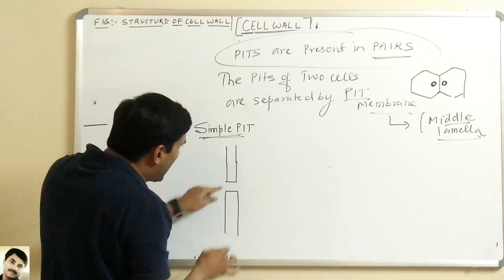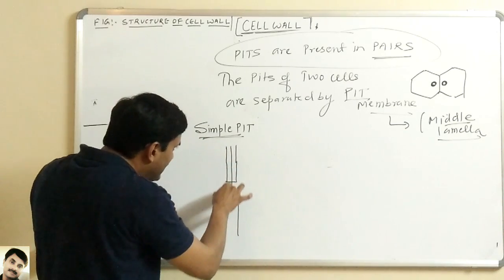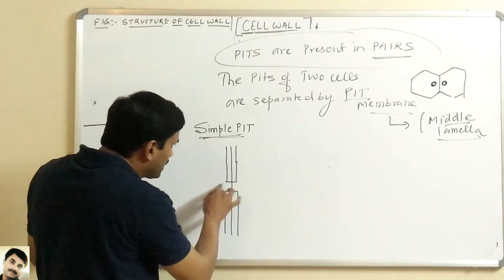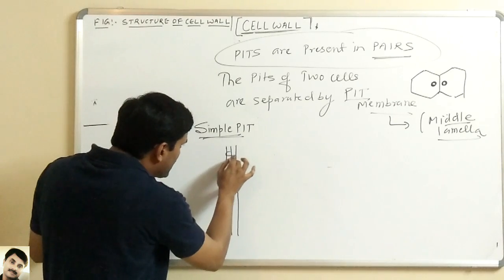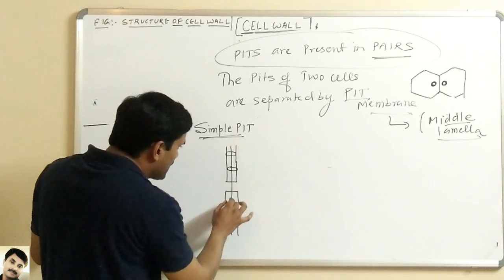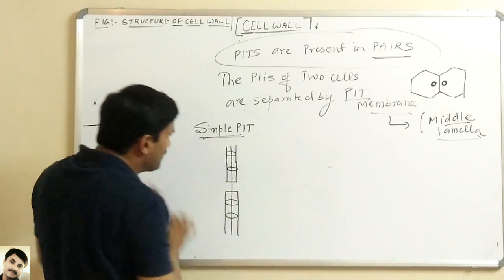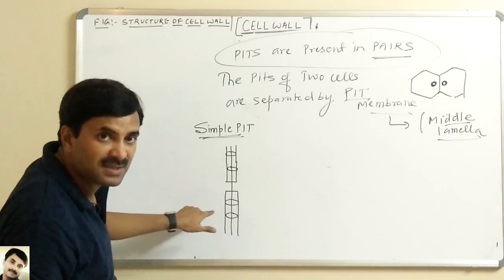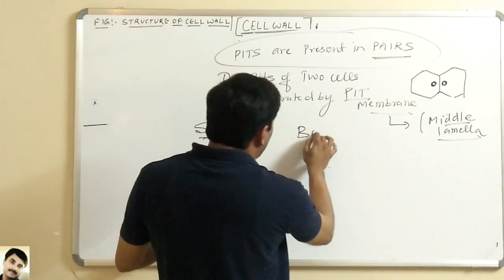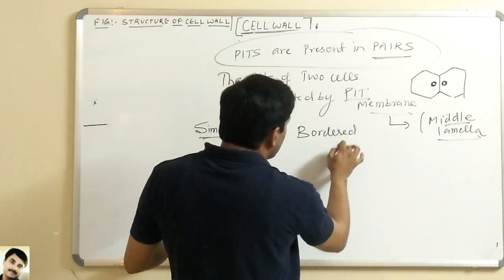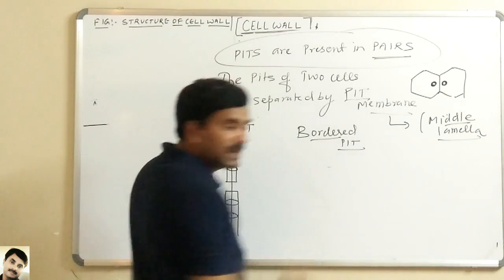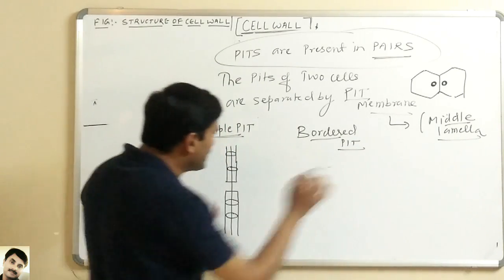You can see that they have the same diameter throughout the length, and they are separated by what? A pit membrane. So the diameter here is the same, here is the same, here is the same. But bordered pits are different. The diameter of the bordered pit is not uniform throughout the length.